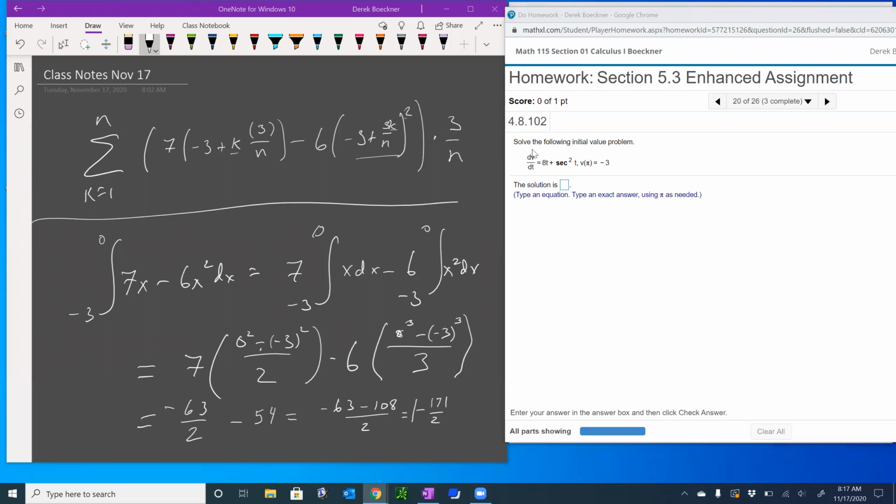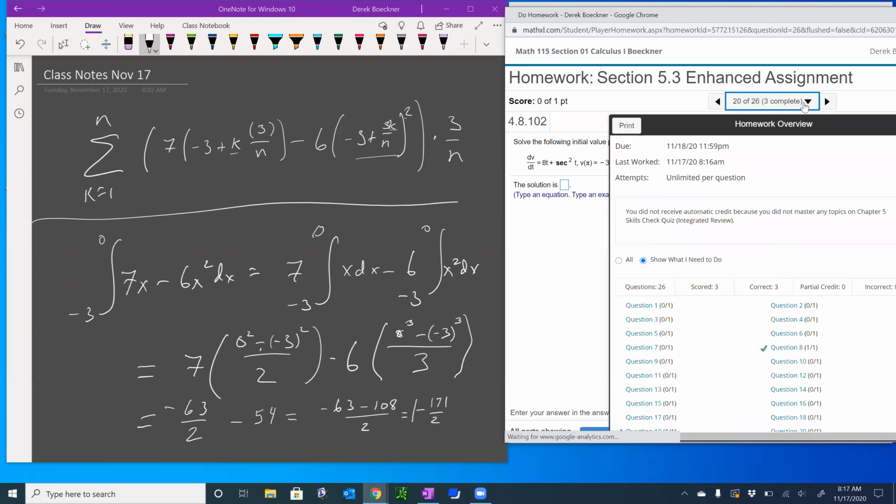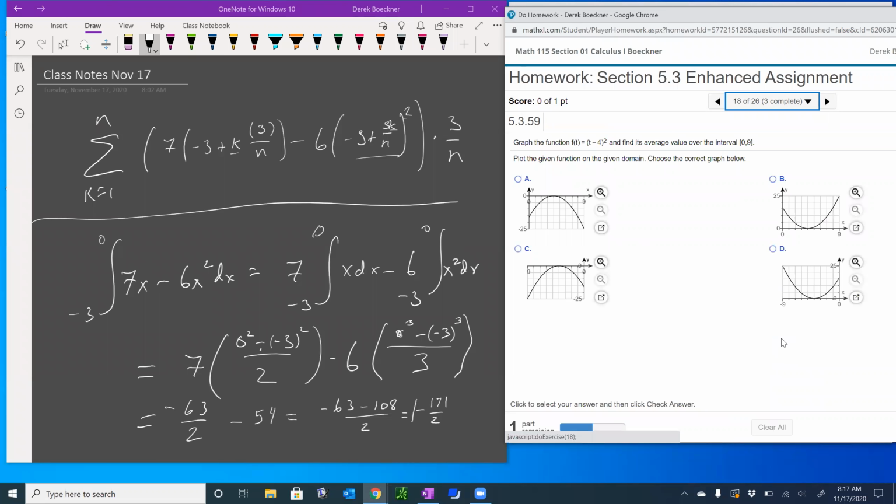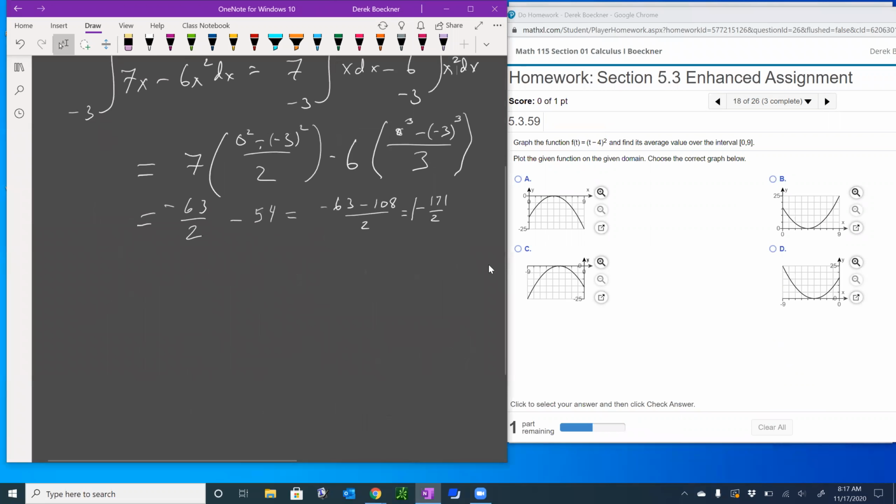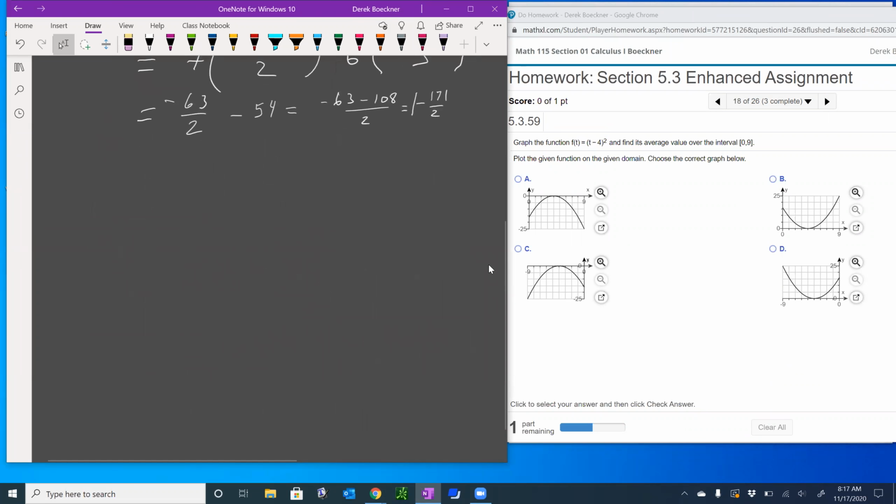Number 18. So we want t minus 4 squared. So it's going to be a right side up parabola shifted to the right by 4. So that looks like this guy. How do I know it shifted right by 4? Because if I put 4 in, I get 0 out. So it should have its vertex here at 4, 0. So let's check that.